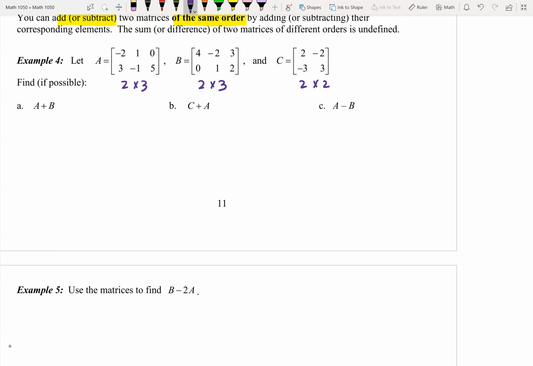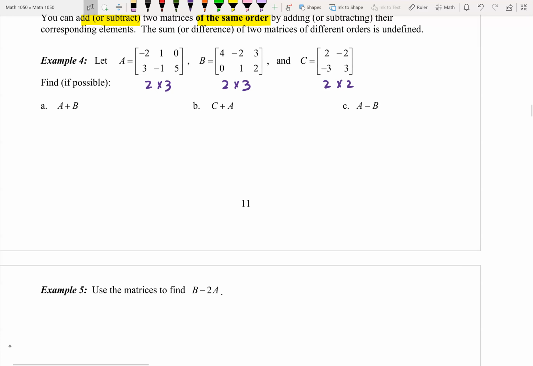Can matrix C get added or subtracted to A or B? No. Okay, so question A. Take matrix A and add it to matrix B. Are A and B the same size? Yes. Okay. Now, we're going to write it down like this. I want you to write down matrix A, and then I want you to put a plus in the middle, and then I want you to put down matrix B.